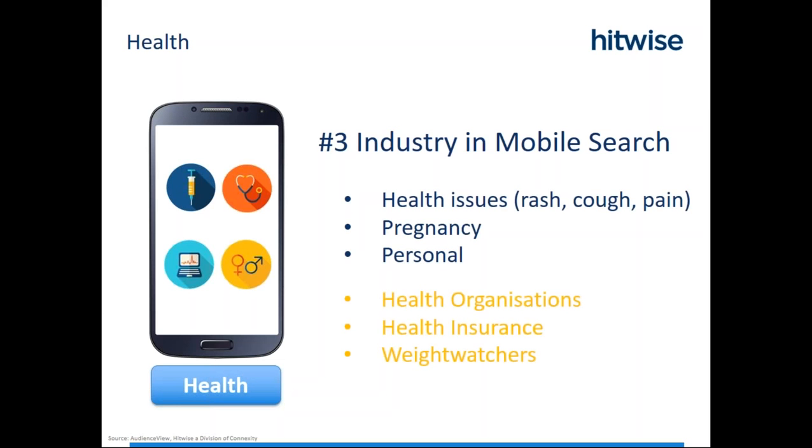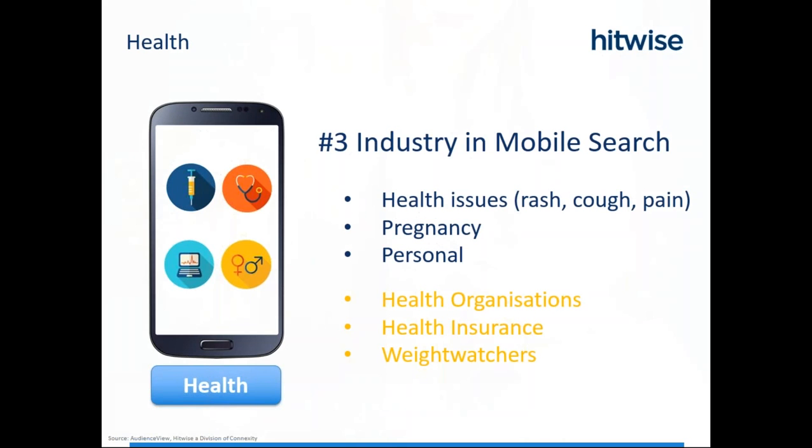What they were looking for more on their desktop was health organisations. So this is such as Diabetes Australia, the Cancer Council, etc. When they're looking for health insurance, and they're doing a comparison, but also one that came up really high was Weight Watchers. So people that are wanting to lose weight and actually sign up to a good in-depth program are looking to desktop search for that.